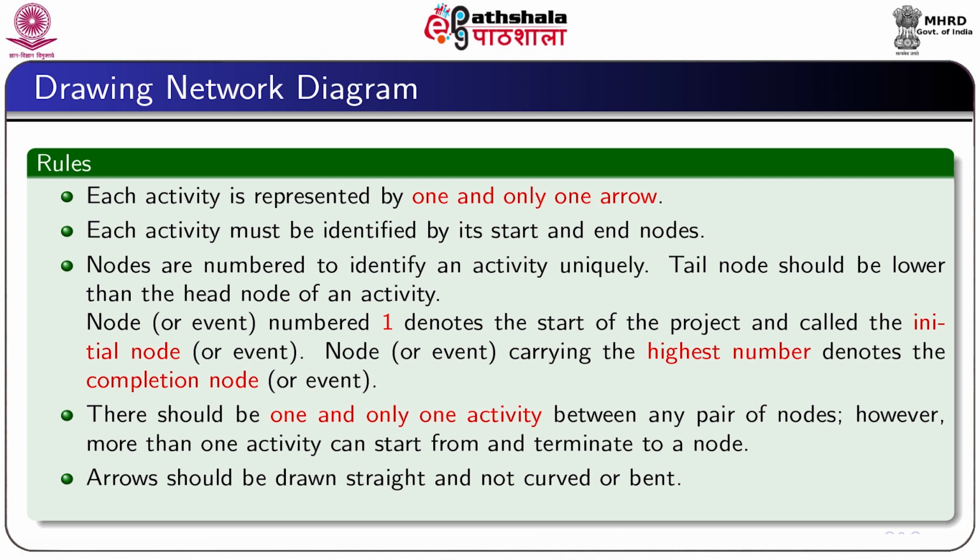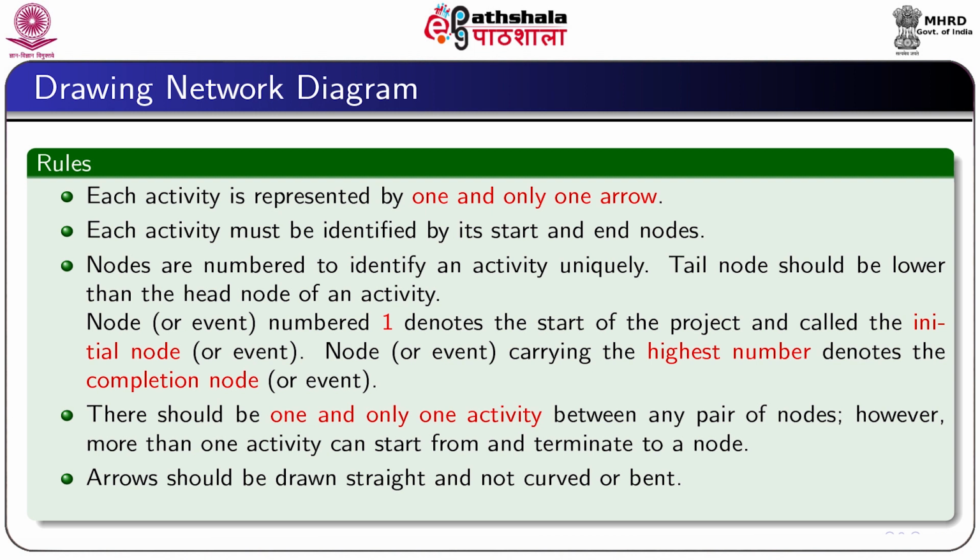Tail node, that is the starting point, should be lower than the head node, that is the end point of an activity. The node or event numbered 1 denotes the start of the project, called the initial node, and the node having the highest number denotes the completion of the project or event.